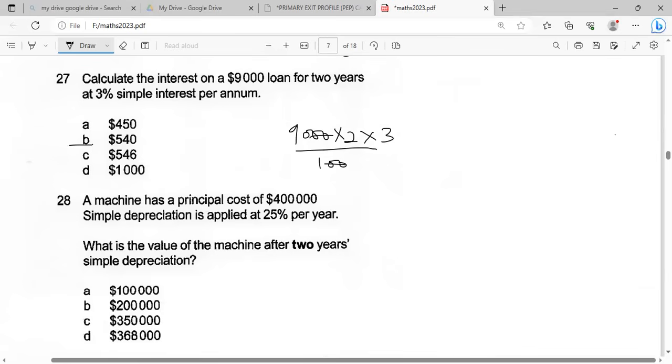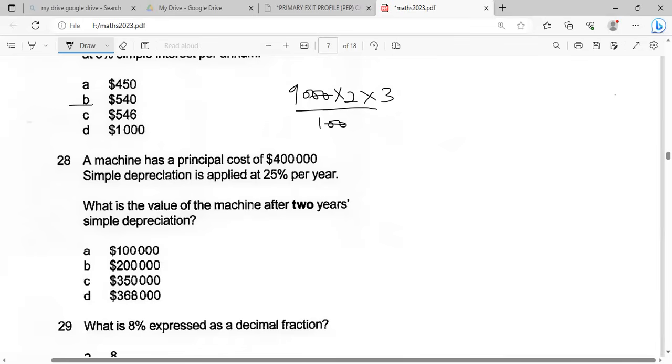All right, a machine has a principal cost of 400,000. Simple depreciation applied at 25% per year. What is the value of the car after 2 years? So basically that's 50%. So the value would be 200,000.